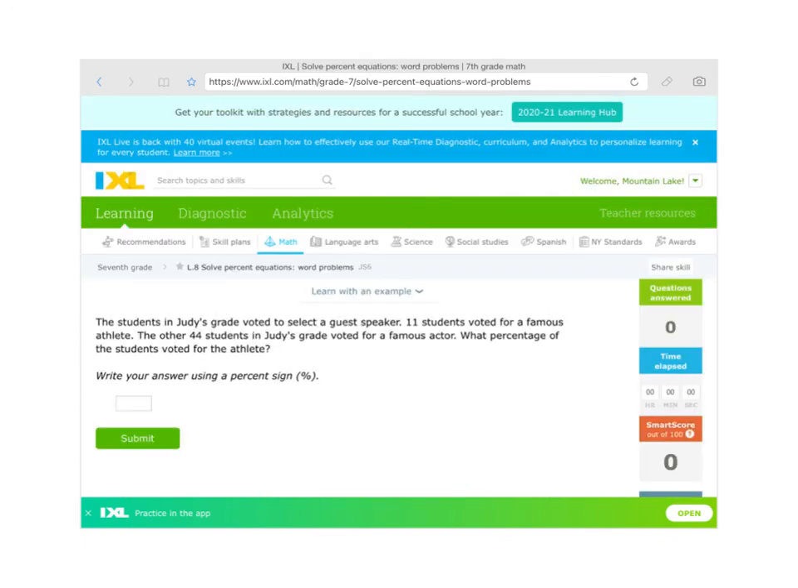Okay, let's try the next one. L8, solve percent equations, word problems. The students in Judy's grade voted to select a guest speaker. 11 students voted for a famous athlete. The other 44 students in Judy's grade voted for a famous actor. What percentage of the students voted for the athlete?